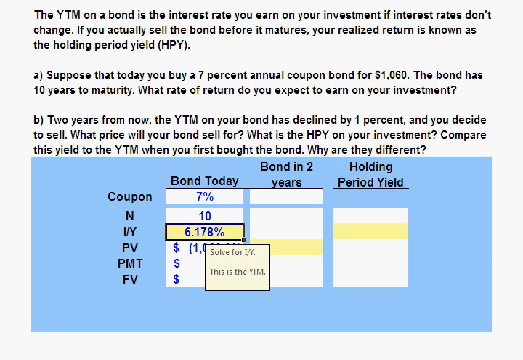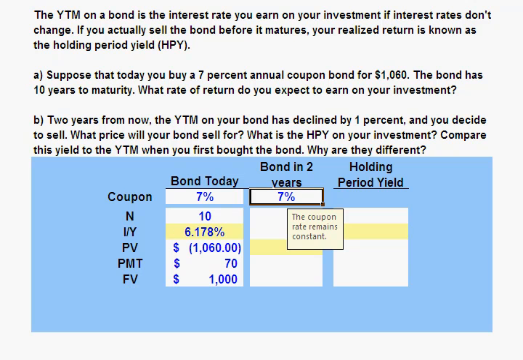However, in Part B of this question, we're told that 2 years from now, the yield to maturity on our bond has declined by 1%, and we decide to sell the bond. What price will we sell our bond for, and what is the holding period yield on our investment? Let's go ahead and calculate the selling price for our bond in 2 years. Recall that regardless of what happens to interest rates, the coupon rate on our bond will always remain the same.